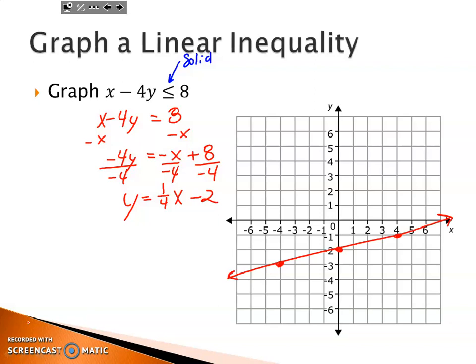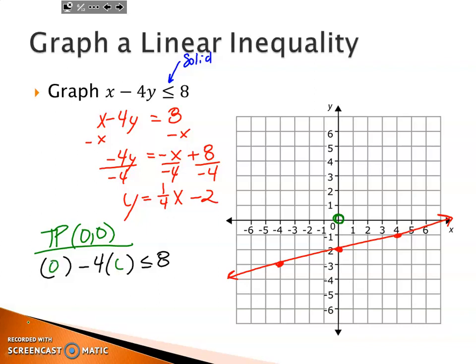Then I need to determine, should I shade above or should I shade below? Well, let's use our test point. And I'm going to use my favorite test point because I can, 0, 0. As long as the line is not running through 0, 0, we can use that. So that's going to give me x minus 4y less than or equal to 8. I've got 0, 0 there. That's just 0. So I get 0 less than or equal to 8. So that is true. That is also a true statement.